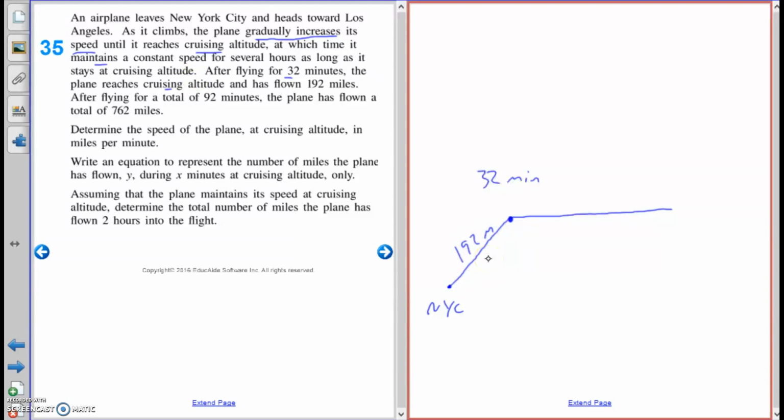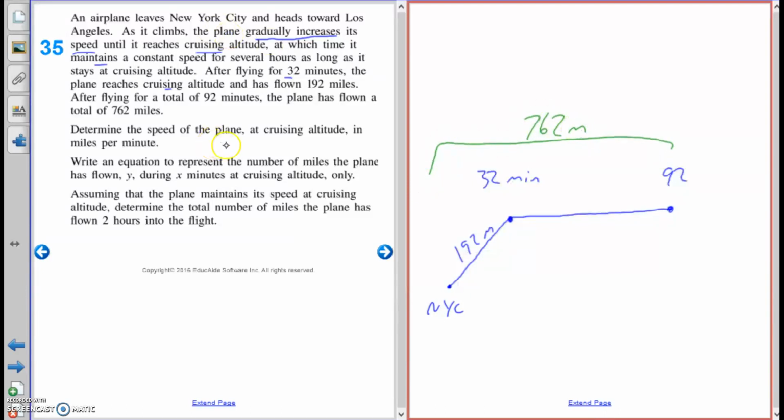After flying for a total of 92 minutes, it has flown 762. So for a total, let's say that's here, at a total of 92 minutes, now the issue here is that's not 92 since it started cruising, that's 92 since takeoff. So that gives you then a total distance of 762 miles.